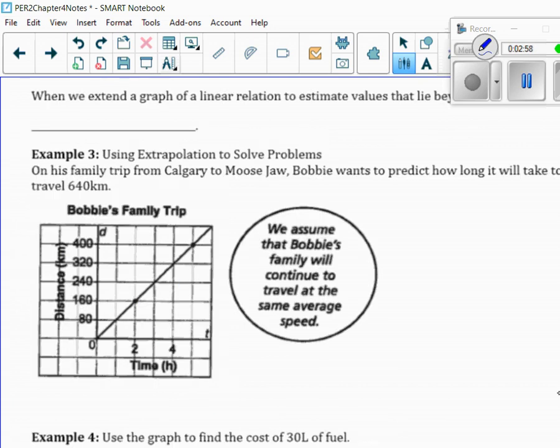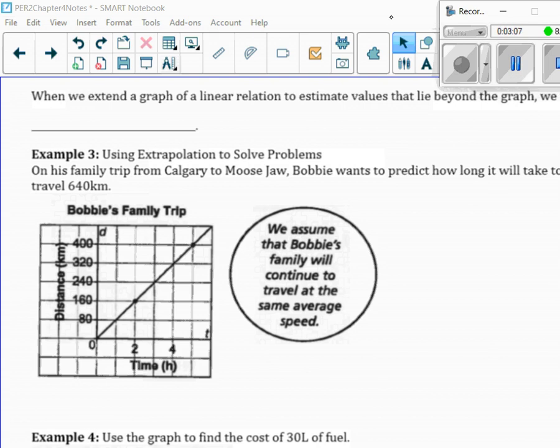When we extend a graph of a linear relation to estimate the values that lie beyond the given data points, beyond the graph, we use extrapolation. So here's an example. Using extrapolation to solve problems. On the family trip from Calgary to Moose Jaw, Bobby wants to predict how long it'll take to travel 640 kilometers. Here's the thing: this whole snapshot only goes up to 400. So we can extend the data point.